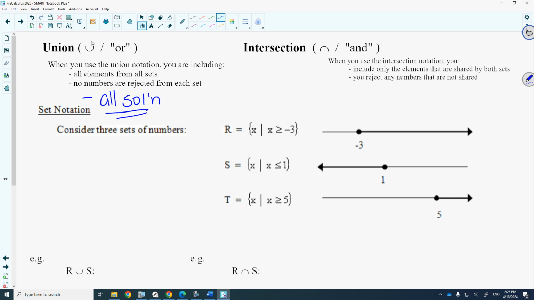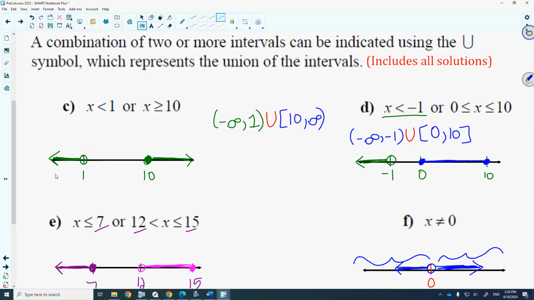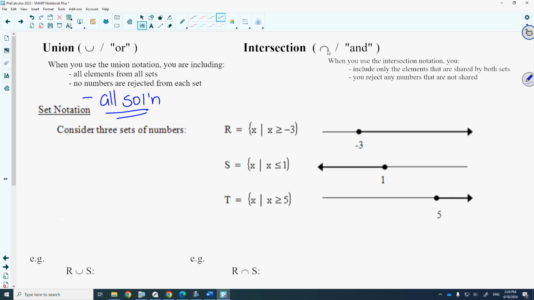Okay, so it says when you use union notation, you are including all elements from all sets. No numbers are rejected from each set. So when I do the union, again, I'm considering the elements of this set and the elements of this set. So union, I'm not rejecting any solutions. The intersection is going to be an and question. If you see an and, it's going to be intersection, and that's going to be the overlap is what we're looking for. So union is an or, and we're going to give all solutions.